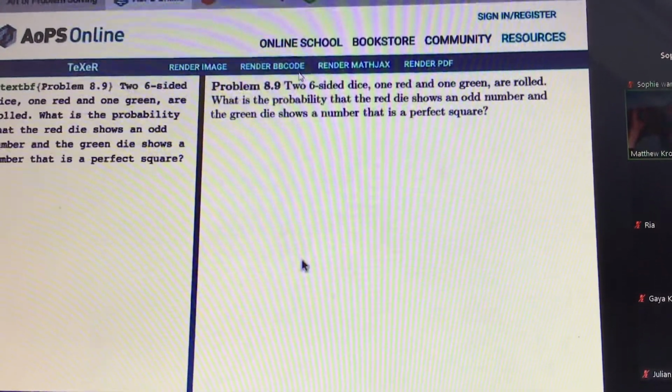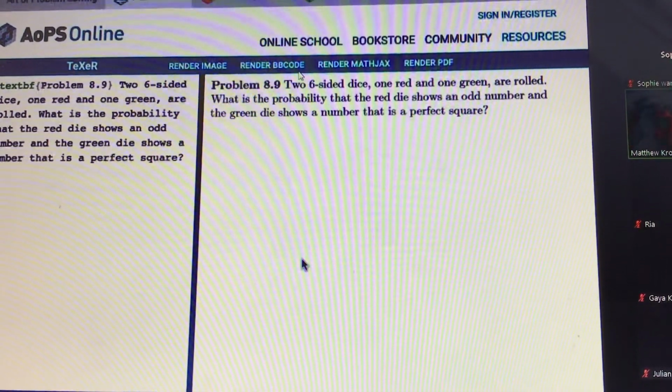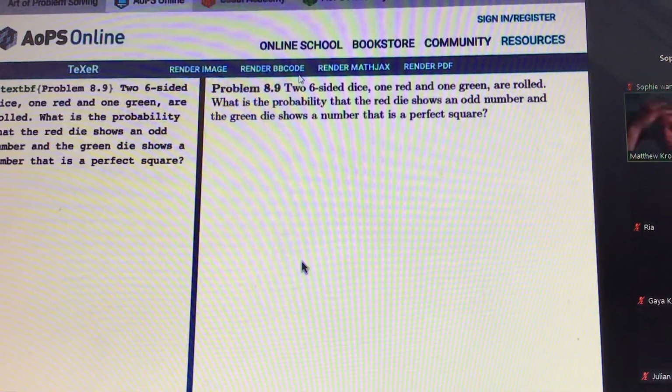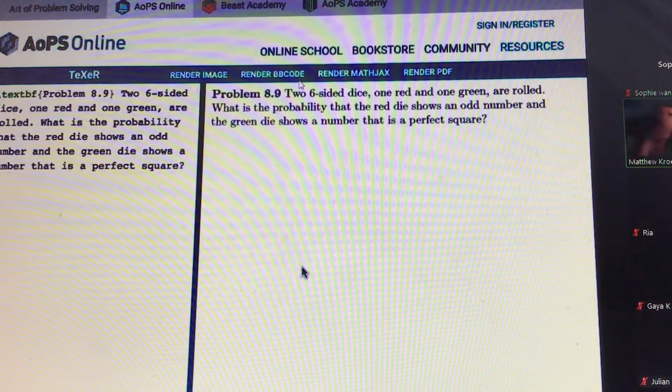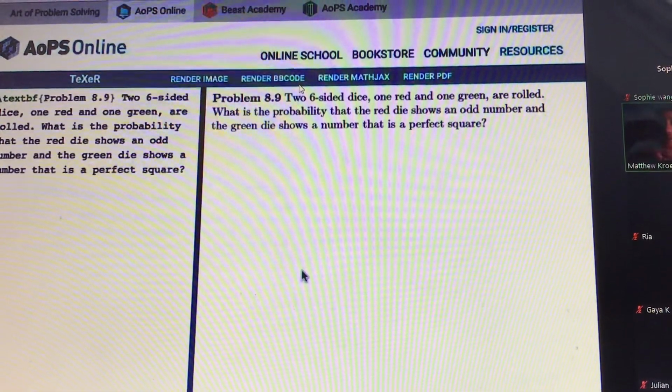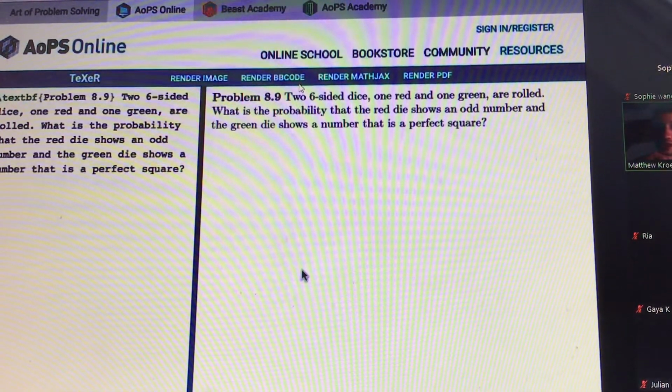Again, you could do this one by straight counting also, right? You could have a denominator of 36, and then you could tally up the number of cases where the red die is showing an odd number and the green die is showing a perfect square. You would get 6 cases. So 6 over 36 is 1/6, which is the answer.